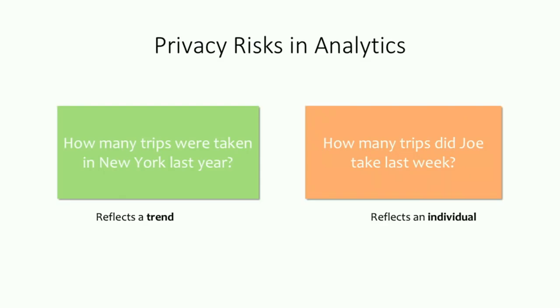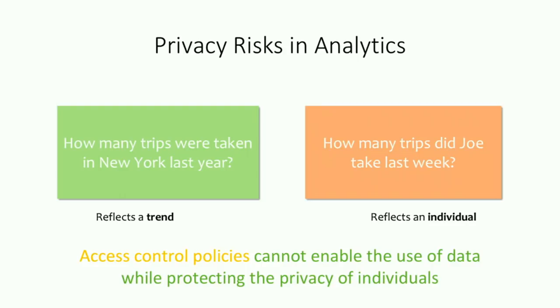So when we do data analytics and machine learning, there are a lot of privacy risks. For example, here there are two types of questions. One is how many trips were taken in New York City last year. The other one is how many trips did Joe take last week. As you can see, one question reflects a trend, and the other actually leaks sensitive information about the individual. But to answer both types of queries, you need to have access to data.